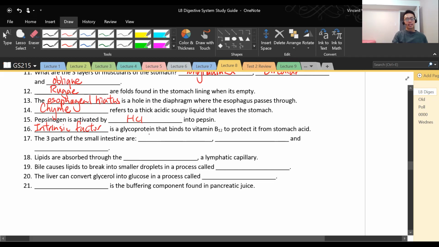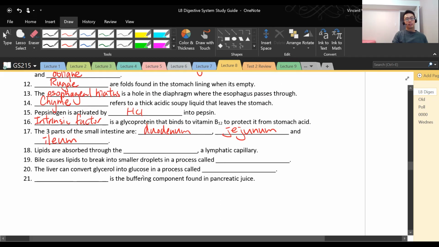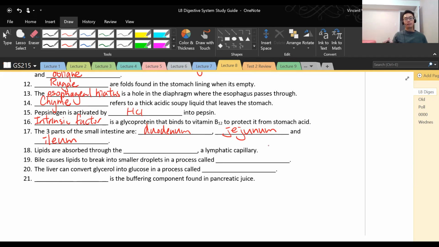Three parts of the small intestine: duodenum, jejunum, and ileum. Most of the macromolecules are broken down into their monomers, and the monomers are then absorbed directly into the bloodstream.